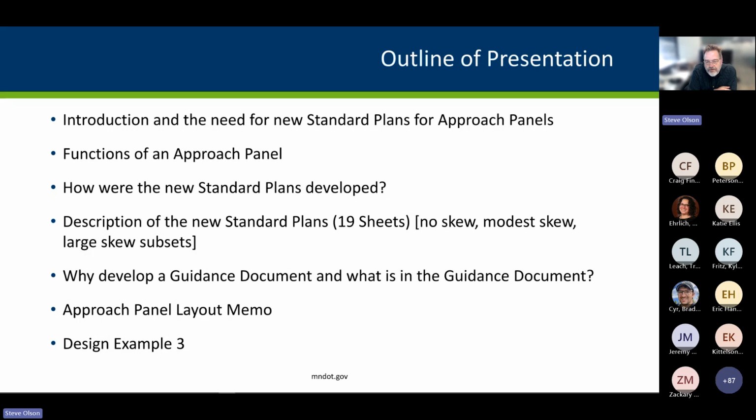And so there are 3 subsets of standard plans. One set of drawings for 0-degree skew bridges, another set of plans for small degree skews under 15 degrees, and then lastly, there's a set of drawings for larger skews. We'll spend a little bit of time talking about why a guidance document makes some sense. We'll briefly skim through what's in the guidance document and the appendices.